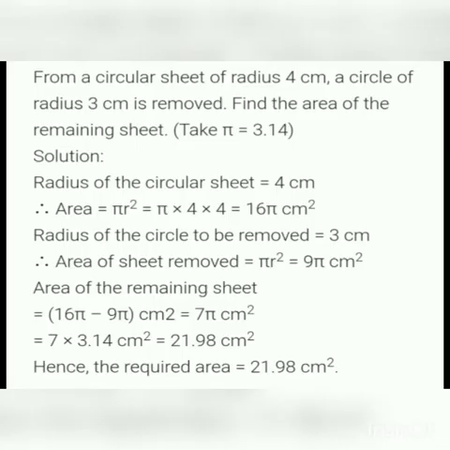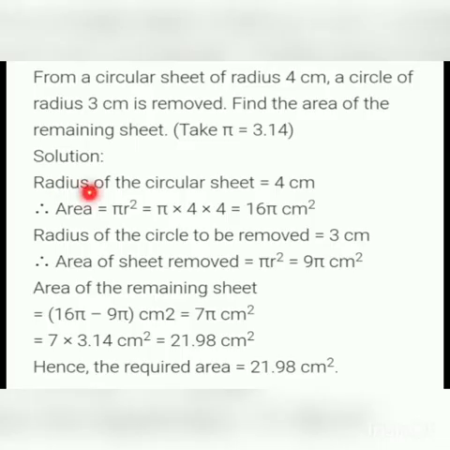So how will we find it? Both circles' radii are given, isn't it? So what do we have to do? The remaining portion's area we have to find. So first, find the area of the big circle, that means the 4 cm radius circle. Then what circle is removed from that? The 3 cm radius circle. So find the area of the 3 cm circle. Then if we subtract this, we will get the remaining area.